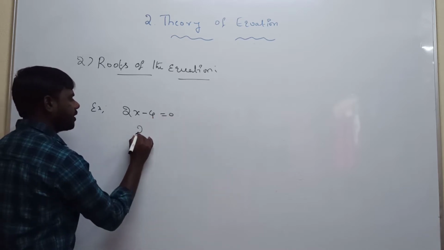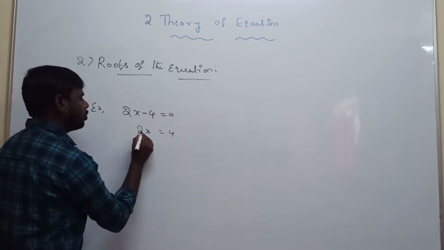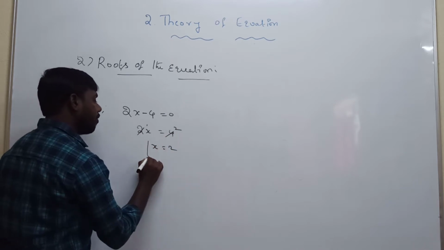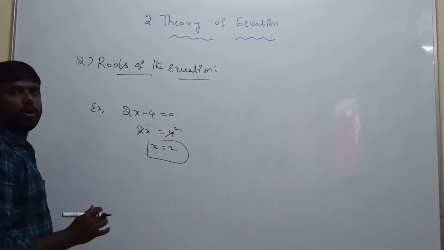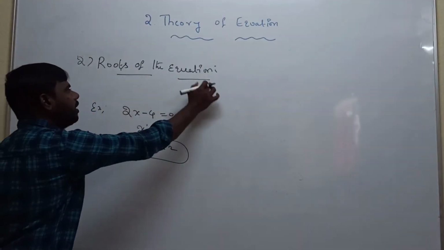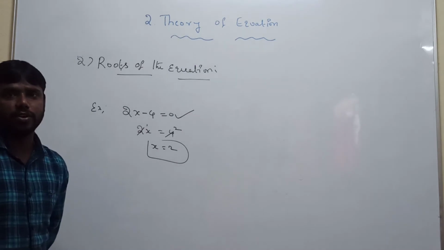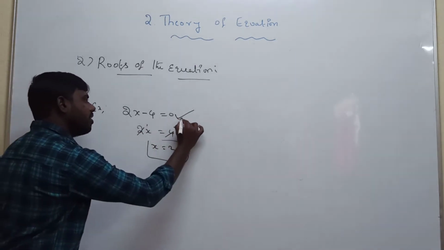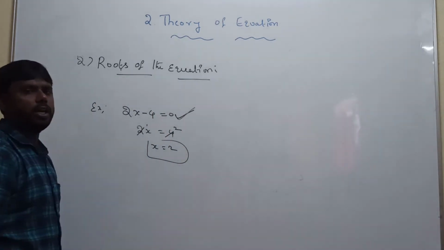Taking minus 4 to the other side, it becomes plus 4. So 2x is equal to 4, and x is equal to 2. The value of x that satisfies the equation is called a root of the equation. What is the definition of the roots of the equation? The value of x that satisfies the equation is called a root of the equation.